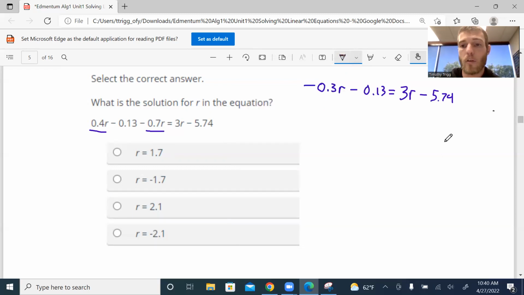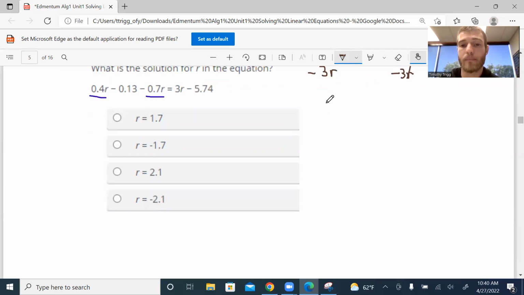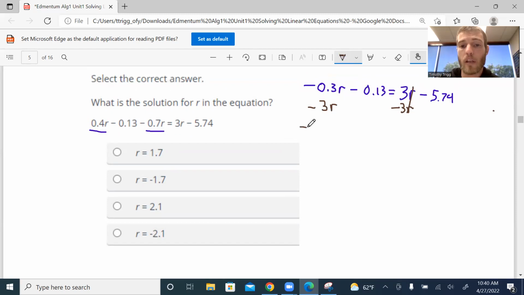Okay. So notice there's r's on both sides of the equation. Again, I don't like that. We need to move all our r's together on the same side of the equation. I'm going to go ahead and subtract this 3r here and subtract 3r as well on the other side of the equation. This will result in negative 3.3r on the left. We also have a minus 0.13. On the right side of the equation, we just have this constant, negative 5.74.